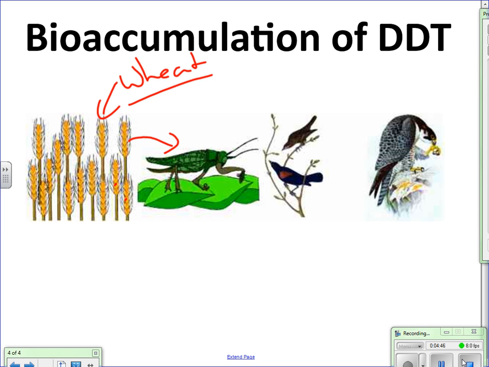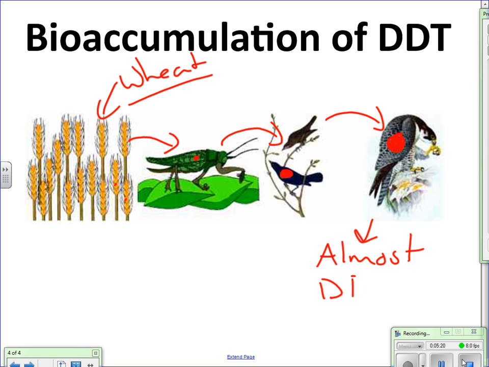Now, as those grasshoppers that survived ate more of the wheat, they accumulated some more of that DDT. And again, just like the mercury example, as we move up the food chain, that accumulation of toxin gets more and more until we reach the top of the food chain. And in this case with DDT, the top of the food chain was large birds of prey, particularly the peregrine falcons. And peregrine falcons became very affected, and in fact they almost went extinct because of DDT in the environment.